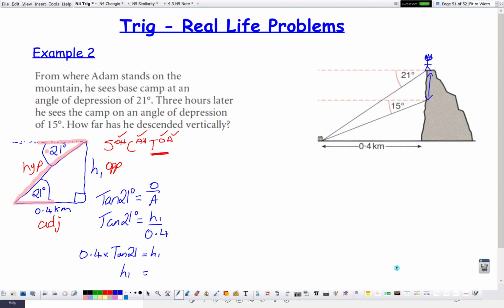Okay, Tiana, that's the right number, but that's to 1 decimal place. So I'll show you the rounding.